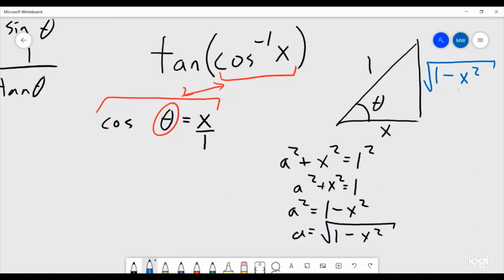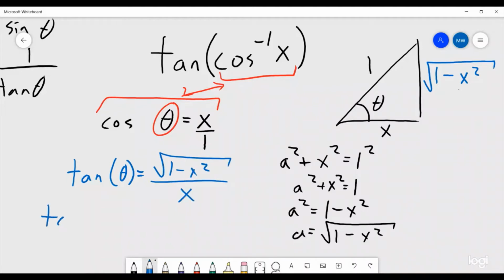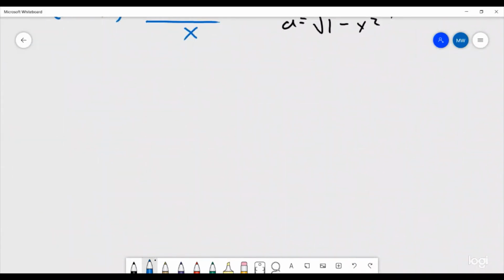So tangent of theta is just opposite over adjacent. Our opposite side is the square root of 1 minus x squared. Adjacent is x. So that tells us that tangent of our theta is the square root of 1 minus x squared all over x. So tangent of inverse cosine of x is equal to the square root of 1 minus x squared all over x. Now you can do the same thing for any others, like you could do sine of inverse tangent of x. Actually, let's do that one because it's going to be a slightly different setup.